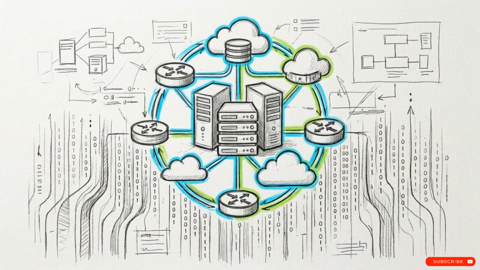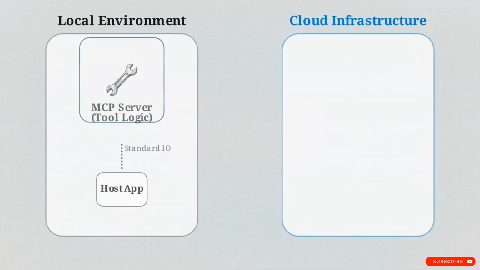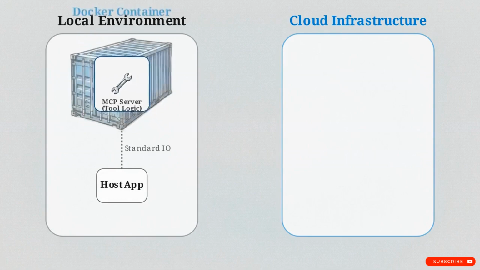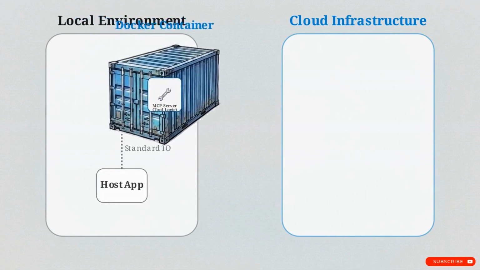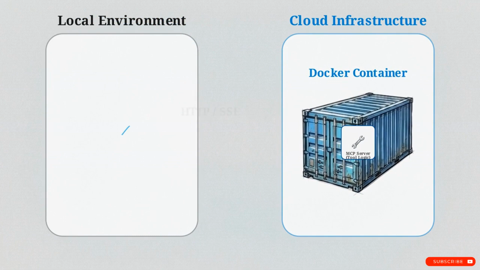Resolving this bottleneck requires shifting the transport layer to server-sent events, or SSE. Packaging the MCP server into a Docker container allows you to physically decouple the tool logic from the local environment. This changes the connection pipeline from a local file call to bidirectional communication over HTTP. Exposing this container via port routing makes the tool logic completely network agnostic.